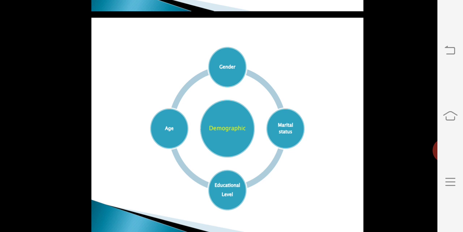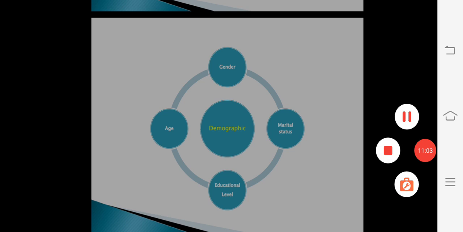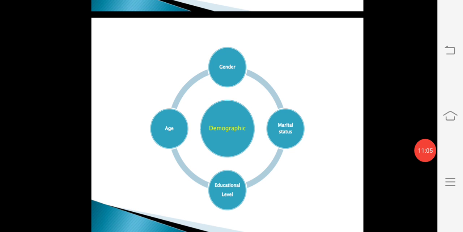Okay, so the next one is educational level. Educational level is another demographic area based on which the marketers divide the market.